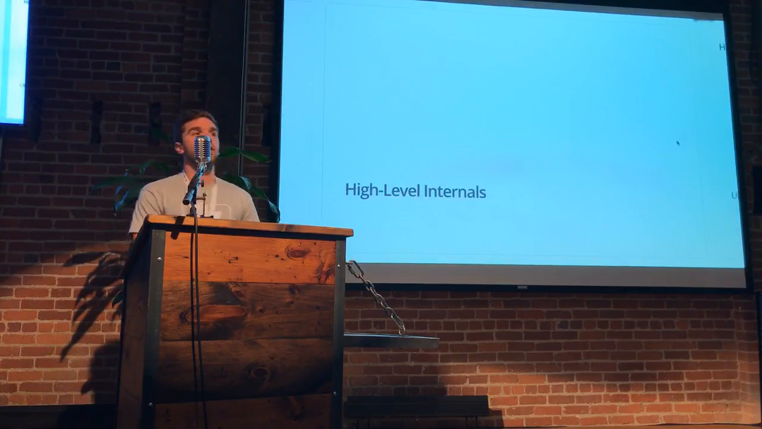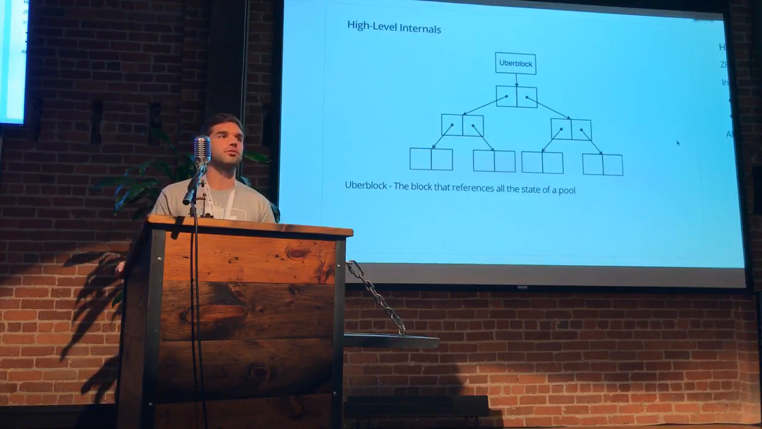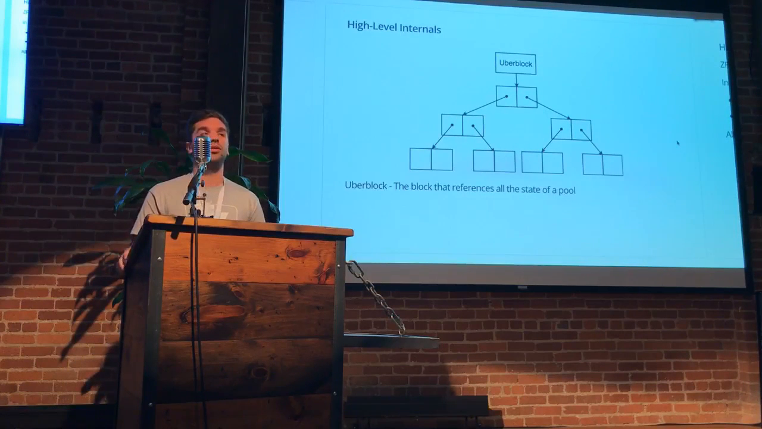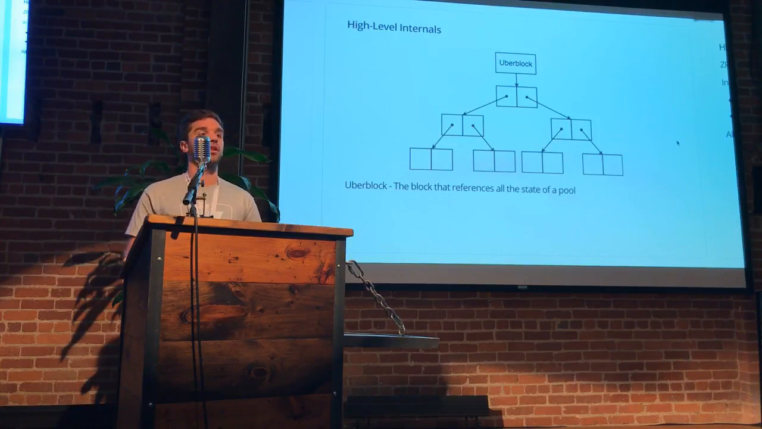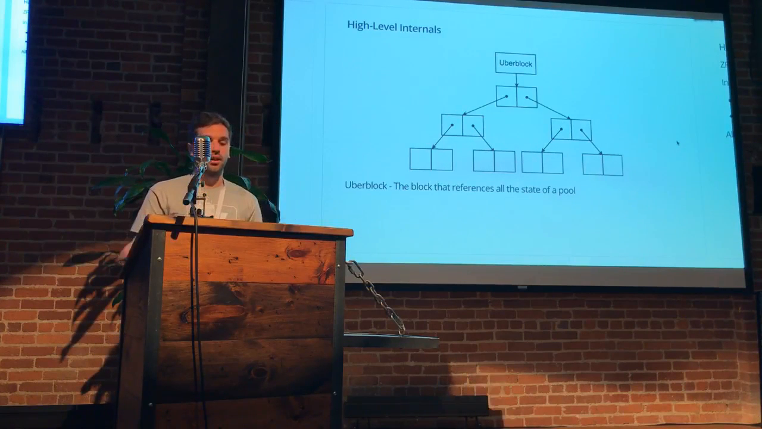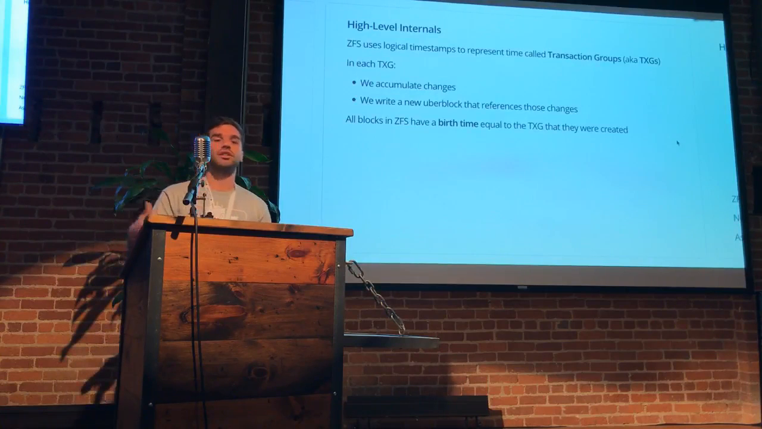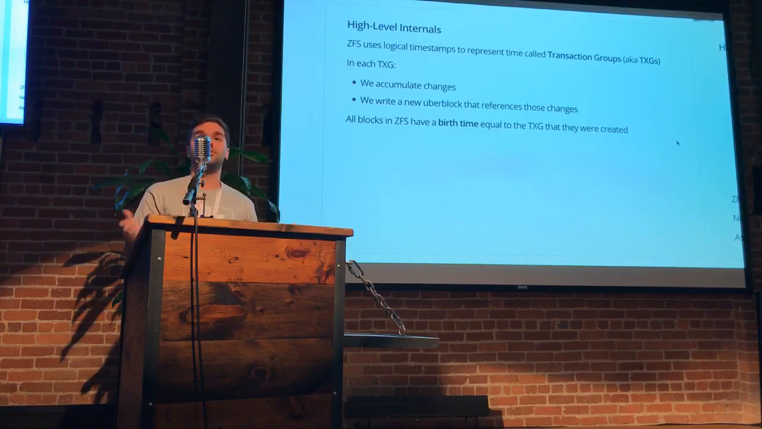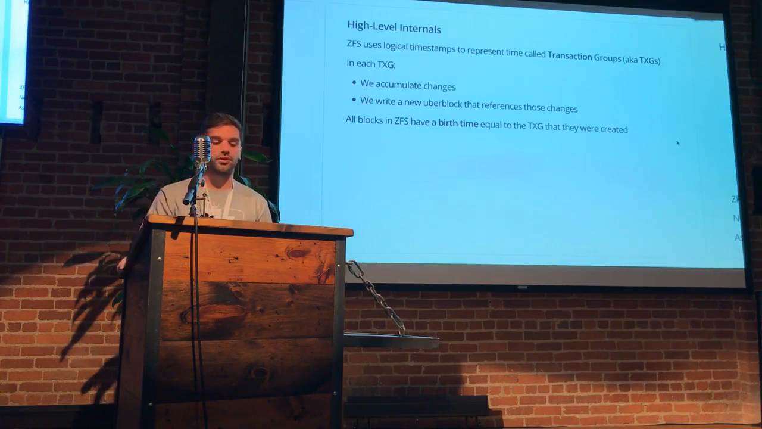To give an overview of the high-level internals of this, I also want to go through some quick background. I assume most of you already know this, or from the talks from yesterday. Basically, the uberblock you can think of as this master block that references all the state in the pool. We write an uberblock basically every transaction group, every TXG. As I said yesterday, we accumulate changes, we write these changes to disk, and the last part is when we put the new uberblock at the top of the tree.